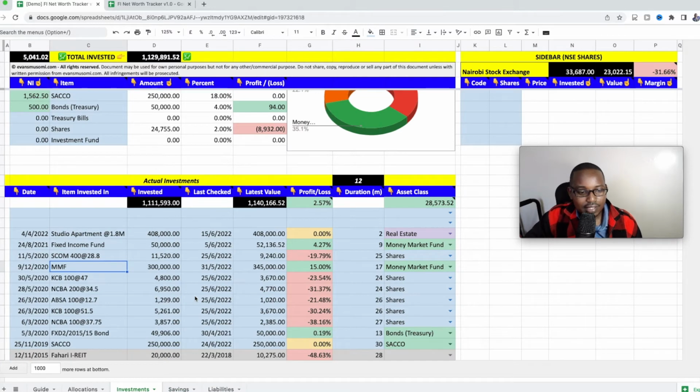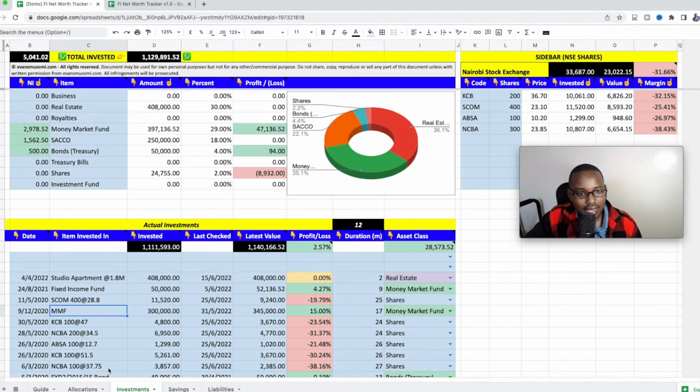Next, we have the investments tab. And again, we have the different investment categories. He doesn't have any money in a business, has some money invested in real estate, doesn't have anything in royalties, some money in a money market fund, some money in a SACCO, some money in bonds, nothing in bills, some money in shares, and nothing in an investment fund. You can customize this, but these are what D has.